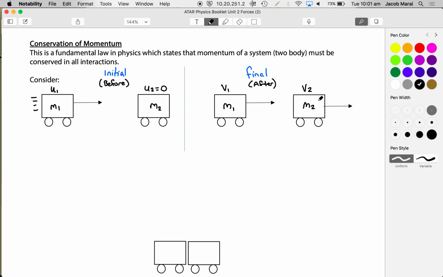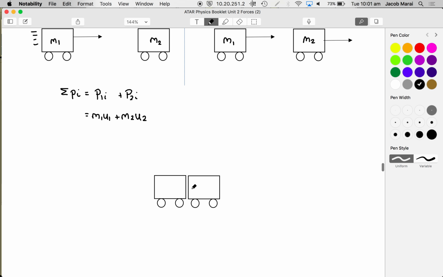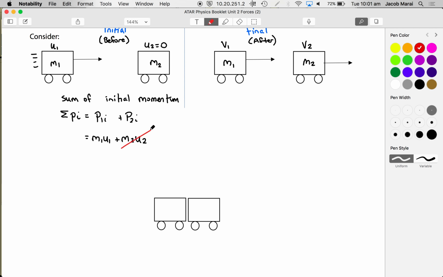Okay? Beneath, we are going to write a few things. We could say that the sum of our initial momentum is P1 initial plus P2 initial. I could write that as M1U1 plus M2U2. Okay? So this is the sum of initial momentum. We got two objects. It just happens in this scenario that one was stationary, but don't draw that because the different scenarios are going to have different velocities. All right. In this scenario, the initial momentum is contained solely due to the motion of M1.